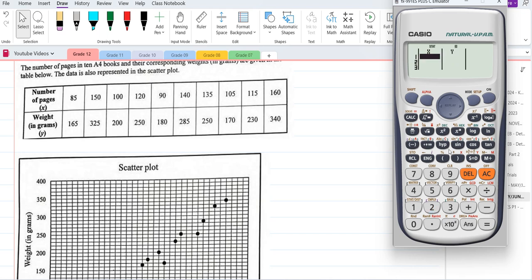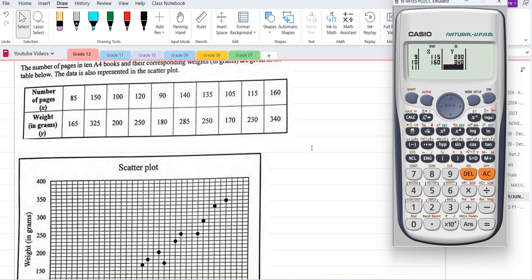Now let's enter all the x values: 85, 150, 100, 120, 90, 140, 135, 105, 115, and 160. Now enter all the y values: 165, press equals, then 325, 200, 250, 180, 285, 250, 170, 230, and 340.